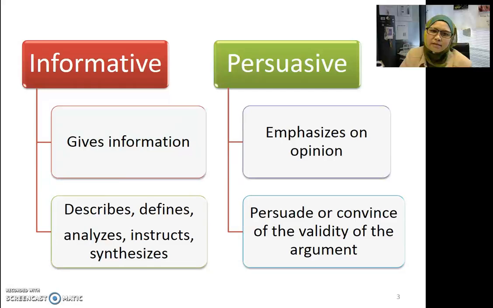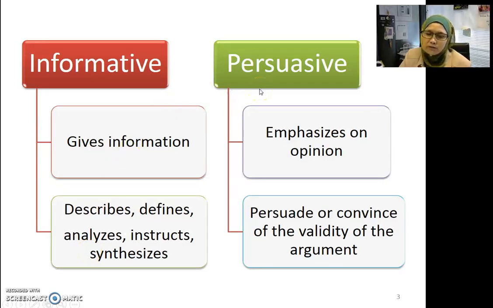Before I begin, let me just remind you that before doing persuasive, all of you were doing informative oral presentation. Basically for informative presentation, you provide information. What you did was you described something, you gave definition, you analyzed, you provided maybe some instructions, and of course lots of synthesis.